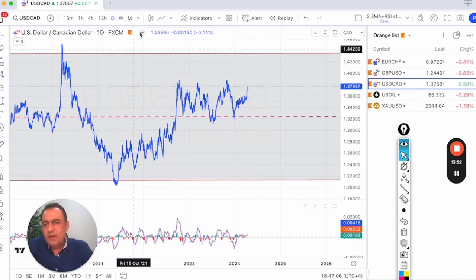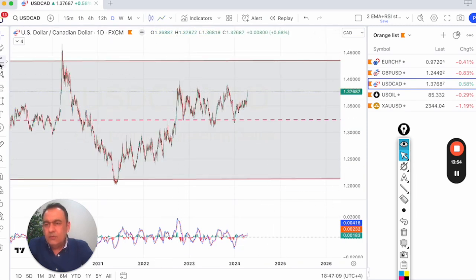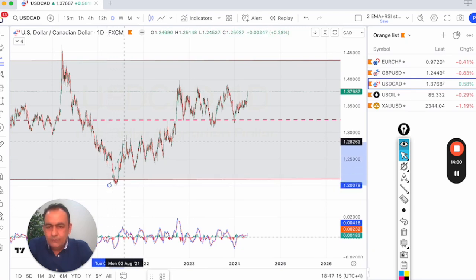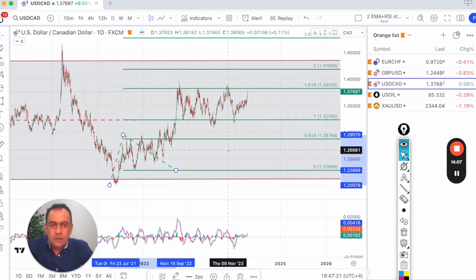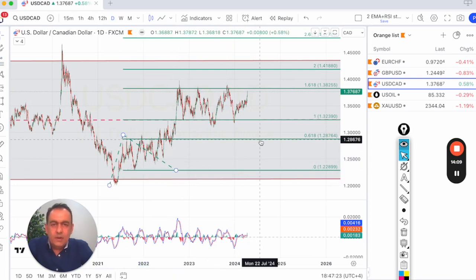Now let's apply fib extension. I'm going to start from the lowest point at the parallel channel, connecting to the first high, and connecting to the higher low. Right now we are slightly short of the 1.618 fib extension level, and the cycle should be completed at fib extension 200, so that is around 1.4188.